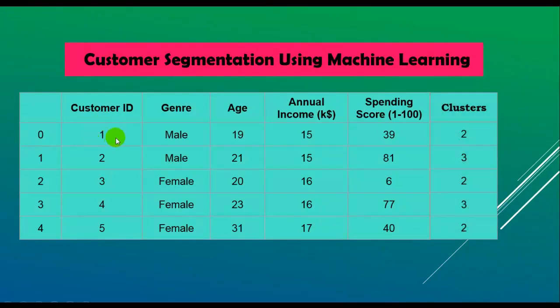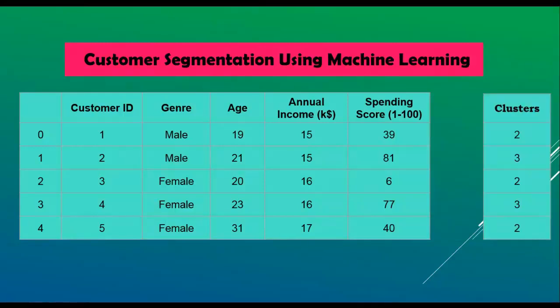Meaning customer with customer ID 1 belongs to cluster 2. Customer with customer ID 2 belongs to cluster 3. Customer with customer ID 3 belongs to cluster 2. Customer with customer ID 4 belongs to cluster 3. Customer with customer ID 5 belongs to cluster 2. So as per these 5 rows, our customers are divided into 2 clusters. Customers with customer ID 1, 3 and 5 belong to one cluster, cluster 2, and customers with customer ID 2 and 4 belong to another cluster, cluster 3.